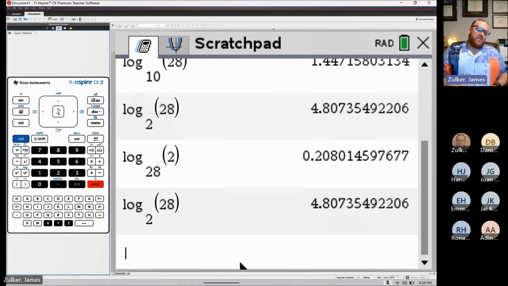If you're on the 84 or 83, I think you have to go to the math menu. And it's under one of those tabs. I don't remember exactly which tab it is, because I haven't used the 83 or the 84 in a very long time. All right, but you can probably just Google it.